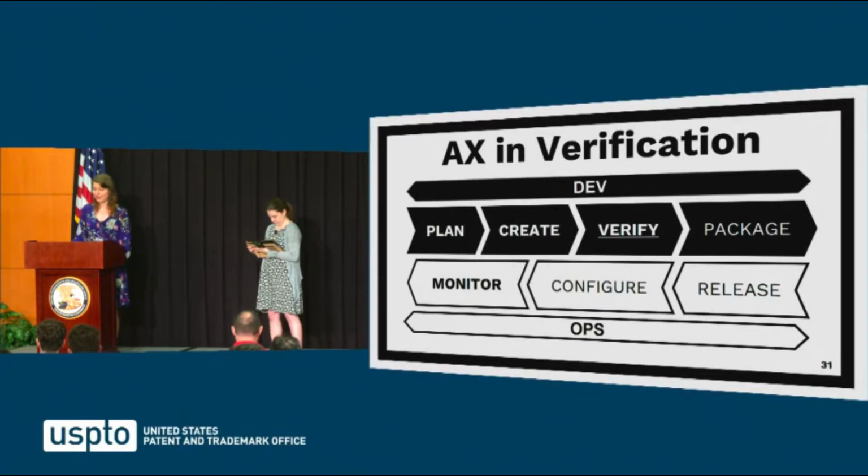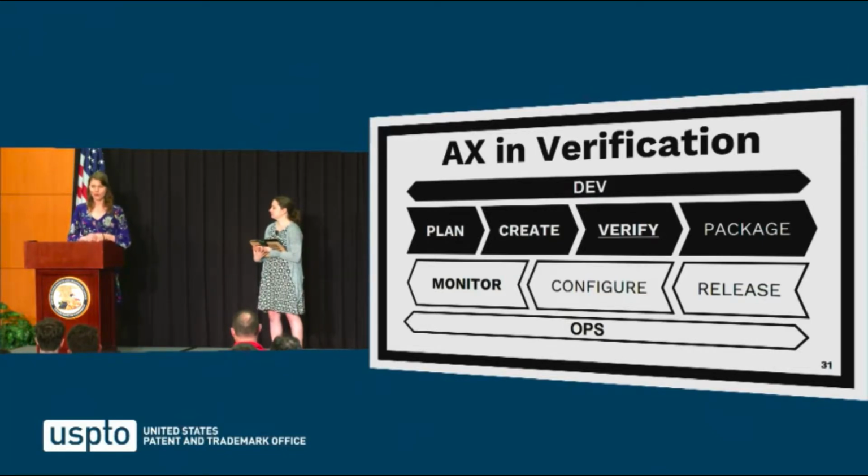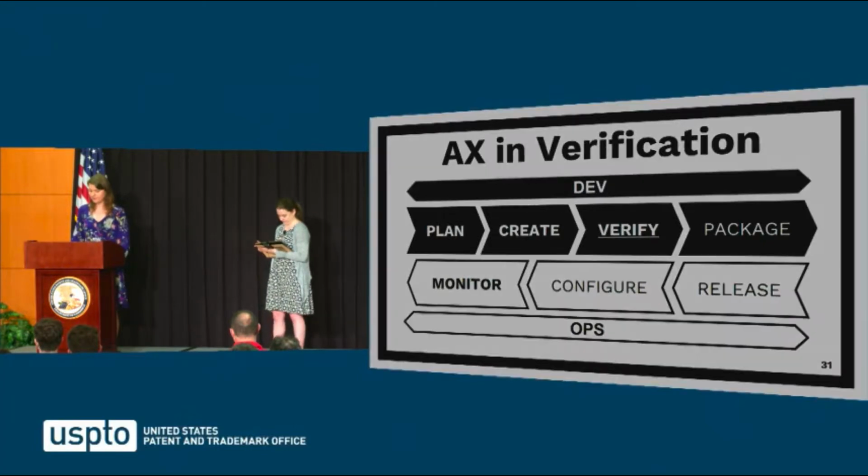All right, slide 31. By integrating accessibility concerns into our user stories, our definitions of done, and our testing practices, our teams are going to be ready to pass on products to the verify stage, where we can have a more formal assessment of the accessibility of our work.